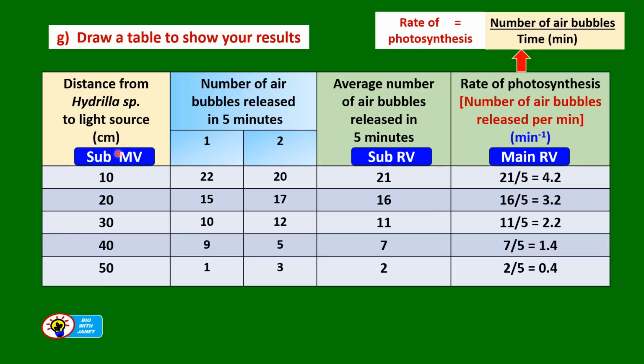And remember your units also. Unit for distance is cm. Unit for average number of air bubbles is actually air bubbles itself. It's not minutes, it's air bubbles. Okay, 21 air bubbles, 16 air bubbles. So if you want to write bubbles, you can, but actually it's really mentioned number of air bubbles. So that's why we don't need to write any units. But for rate of photosynthesis is number of air bubbles per time. So the per minute must be there. That means 4.2 bubbles per minute.